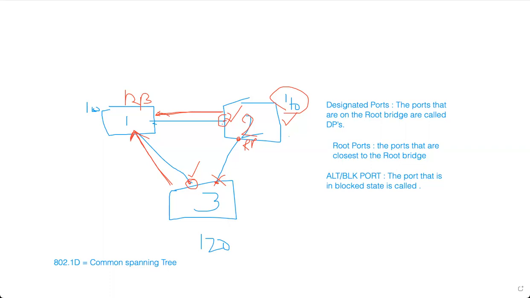So for a spanning tree to converge from the down state all the way to the forwarding state, or the blocking state, it takes almost 50 seconds. For example, to talk between switch 1, switch 3 and switch 2, to elect the root bridge, to send the BPDUs, to elect this as the designated port, this as the root port, this as the blocking port. This takes almost 50 seconds.